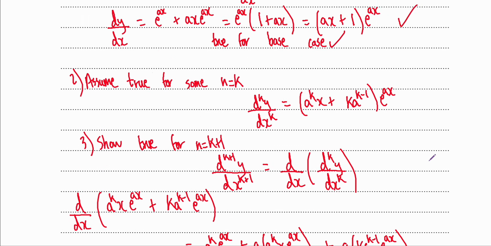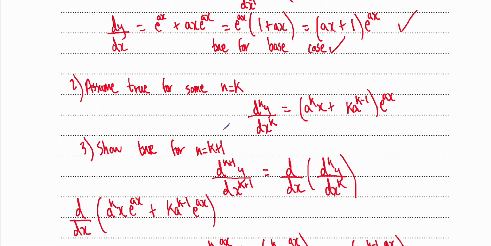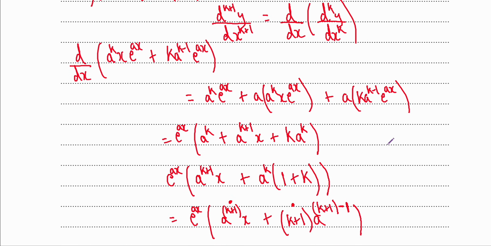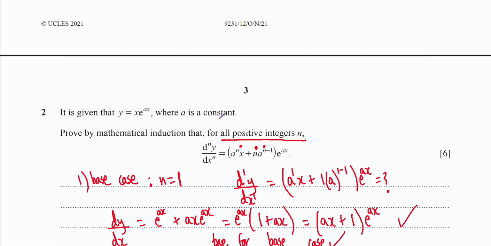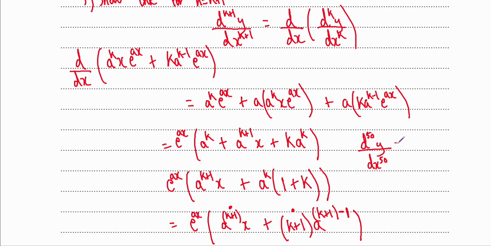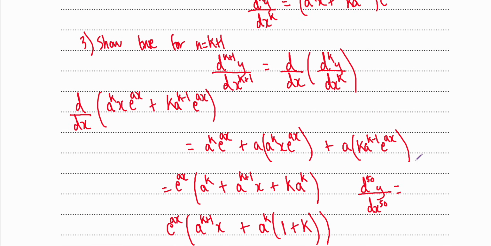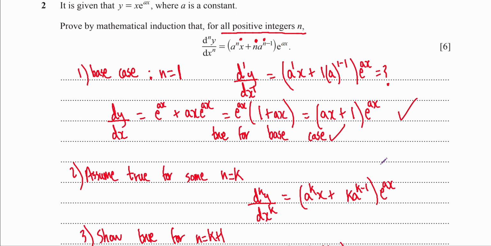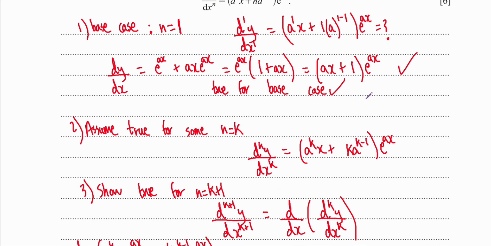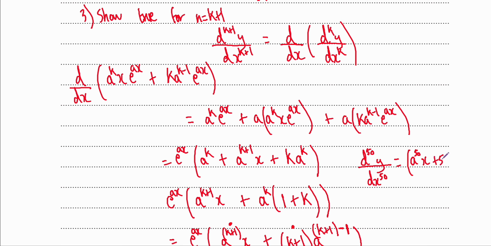And what is this telling me? Well, let's say I want to take the 50th derivative, right? So I want to find d50 y by dx to the power 50. I want to take the 50th derivative of x e to the ax. How do I do that? Well, I just put 50 in here. So I'm going to have a to the power 50 times x plus 50 a to the power 49, and then I'm going to have e to the ax right there.